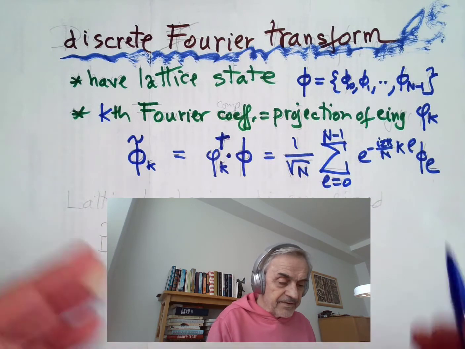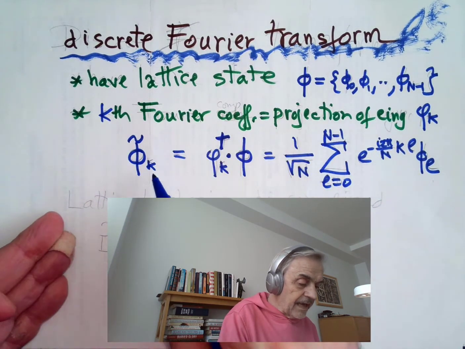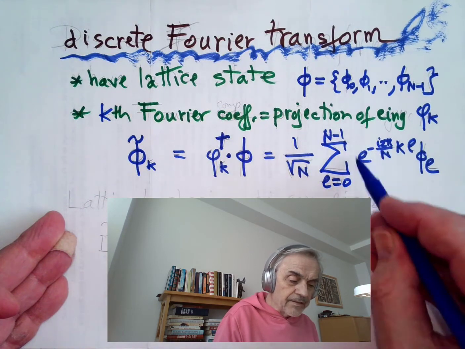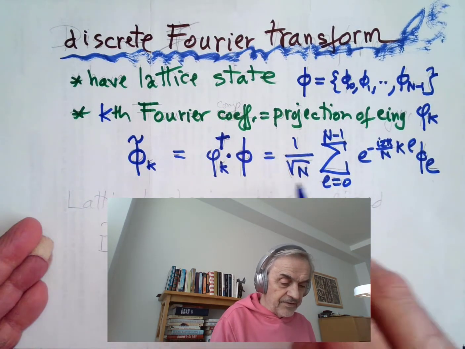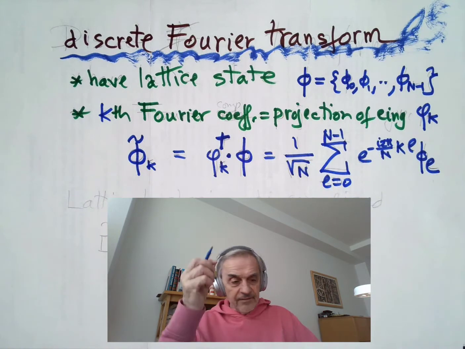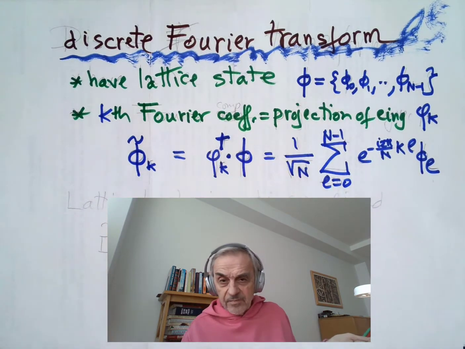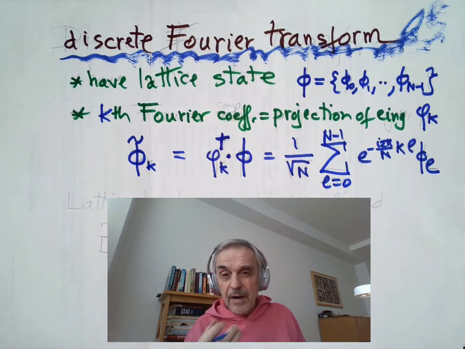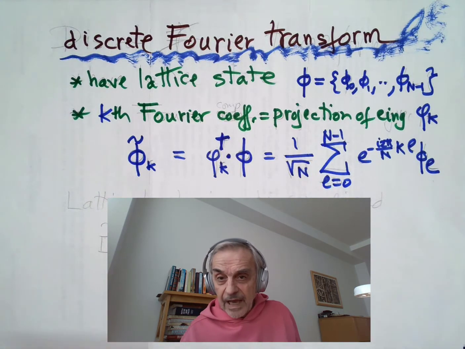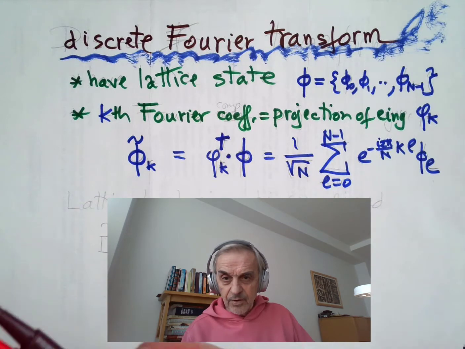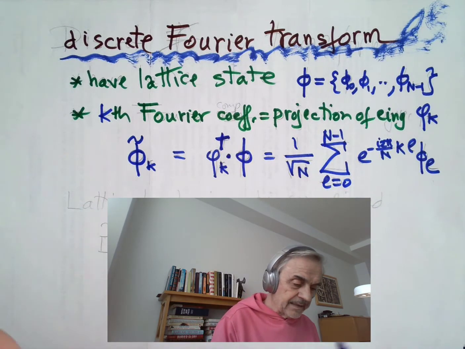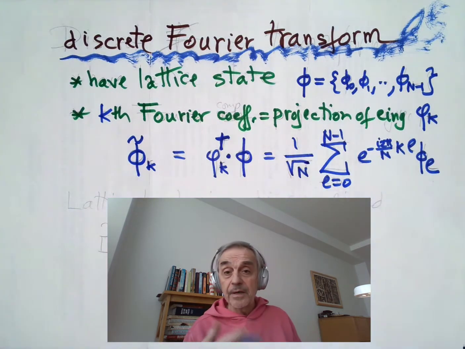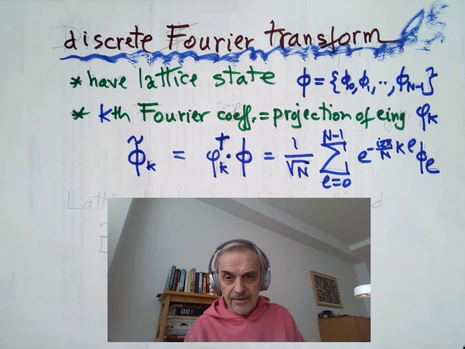So the simplest example is if k equals 0, then all the components are the same. And what this thing says is take a vector and sum all of its components and divide by square root of n. If you were dividing by n, you would just be computing the average value of the vector component. But it turns out for normalization purposes, square root of n is the correct thing to do.